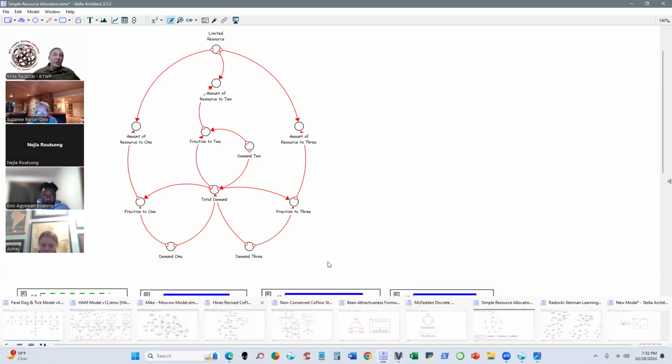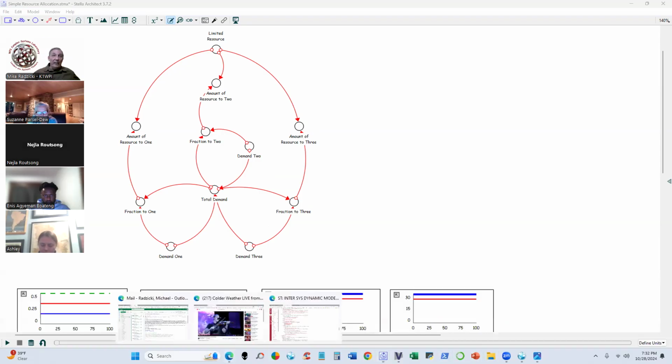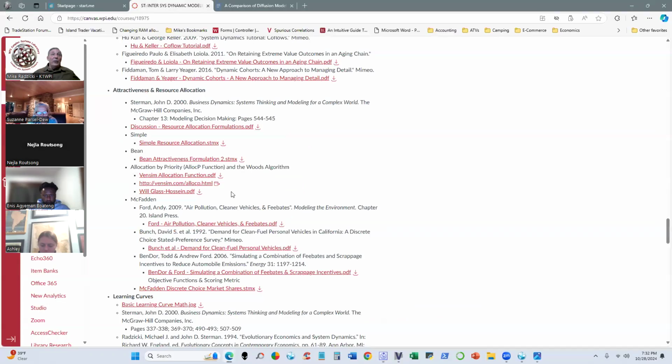And if you read the discussion in this document here, resource allocation formulations, that's brought up. It's like, yeah, that's okay. It's not a horrible thing, and for certain simple things, perfectly fine. But if you need more sophistication, that doesn't necessarily get the job done. Okay, so we press on.